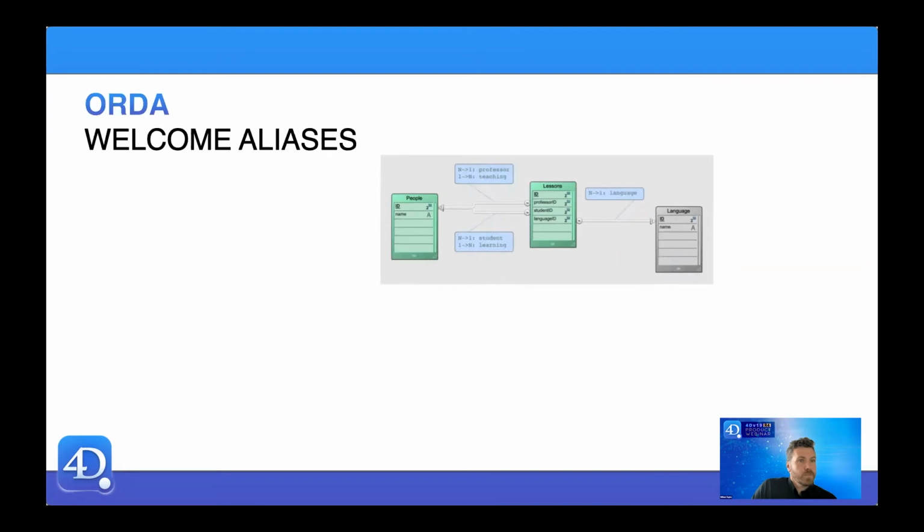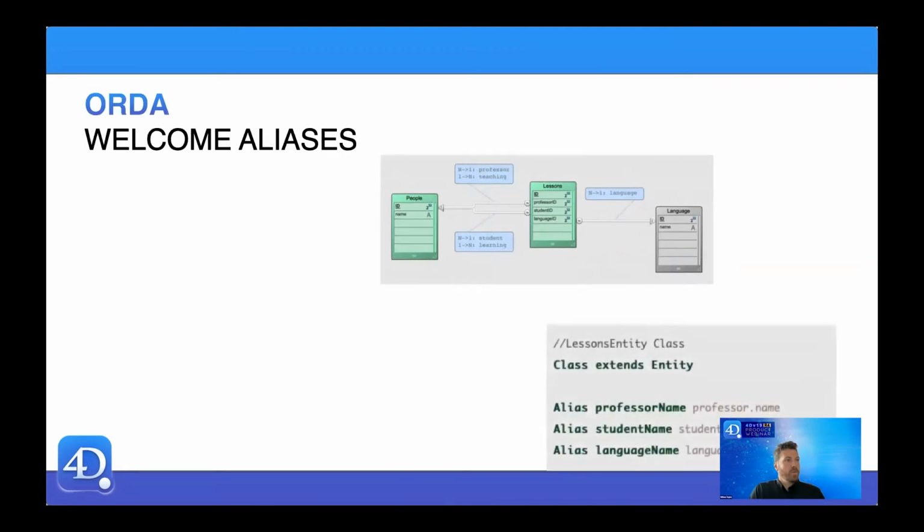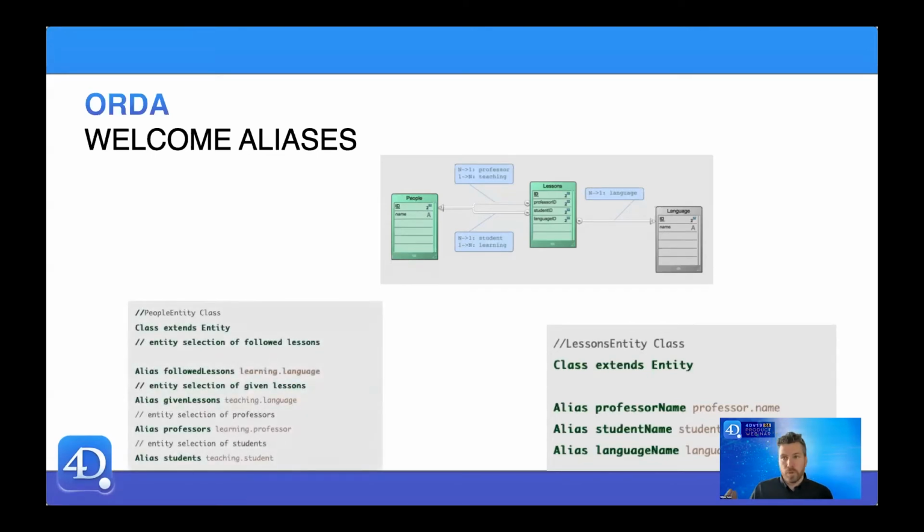So here we can use this quick example. We can extend the lessons entity data class, and we can call professor name. We can alias professor name to be professor.name, the name of the professor, following the link and getting into the other table. Or we can do something a little bit more complicated. We can extend the people entity class, and we can use aliases to traverse all around our data structure. And both of these are returning entity selections, or returning entities.